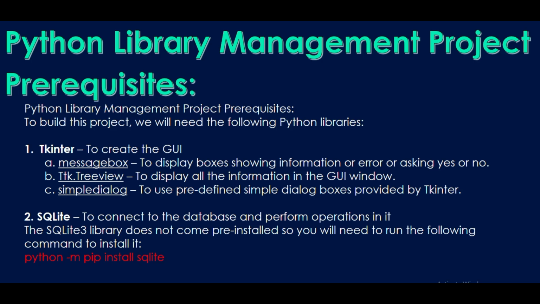This Tkinter, we're going to use it to create the GUI, the graphical user interface, and with it we are going to have a message box, which displays boxes showing information or errors or asking yes or no. The second one is the TTK tree view. The tree view is going to display all the information in the graphical user interface window, the GUI window.